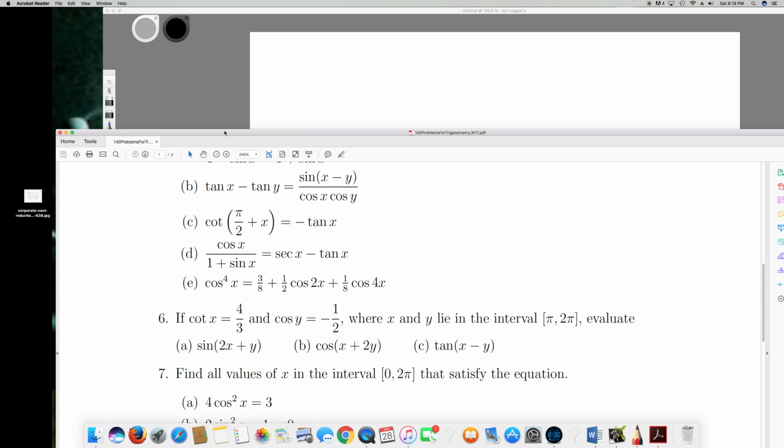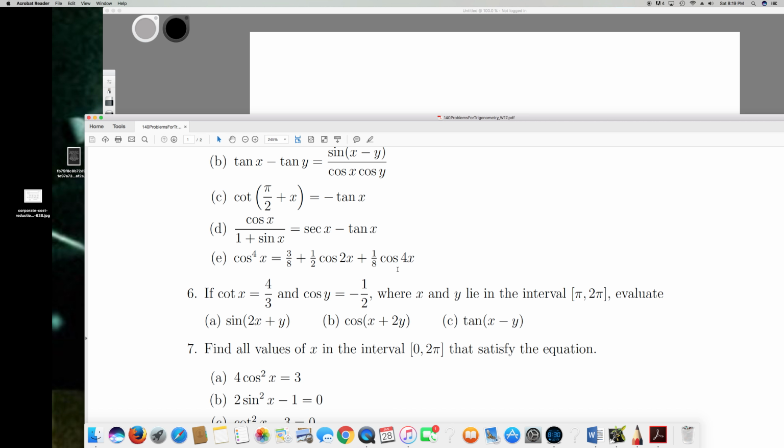And in this question, we have some question here to solve. So the question is asking if cot x is equal to 4 over 3 and cos y is equal to minus half, where x and y lie in the interval. I'm doing the sixth question. So x and y lie in the interval pi to 2 pi.